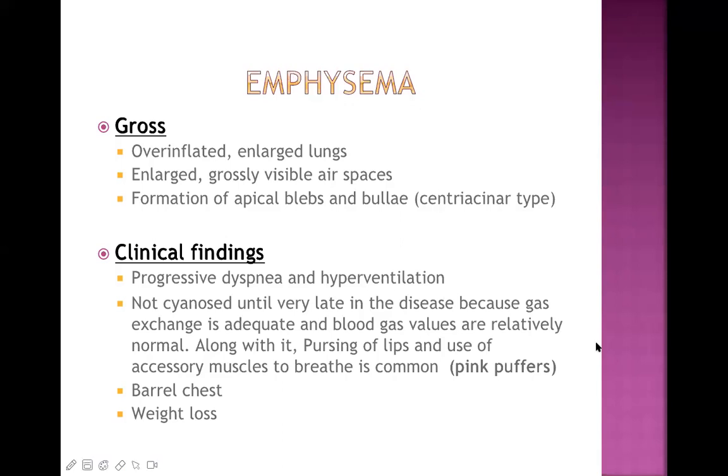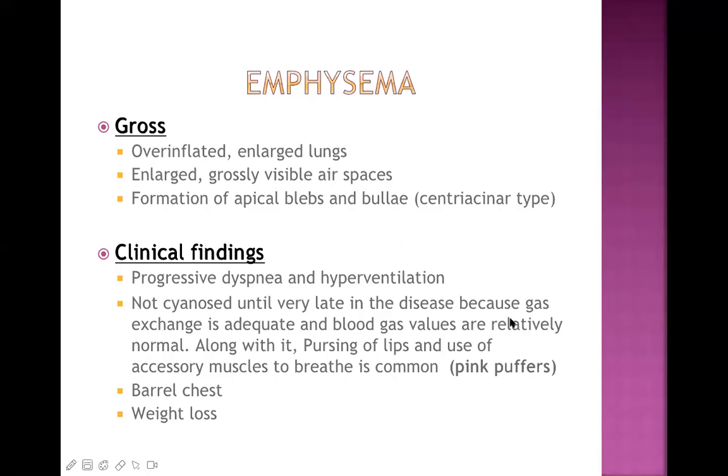Now, regarding the clinical findings in emphysema, the person will have progressive dyspnea and hyperventilation. Dyspnea is increasing day by day because the lung is getting destroyed from inside, and the person will have an increased rate of breathing. These types of patients are not cyanosed until very late in the disease course. Okay, what's the explanation for this?